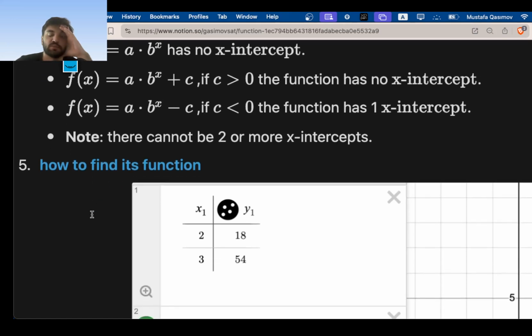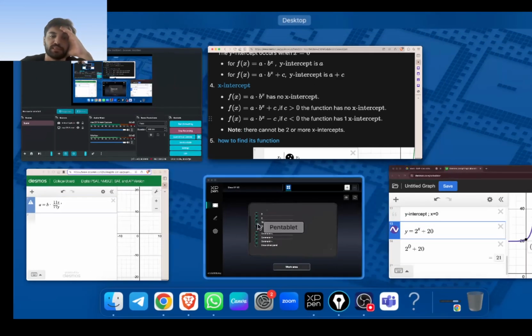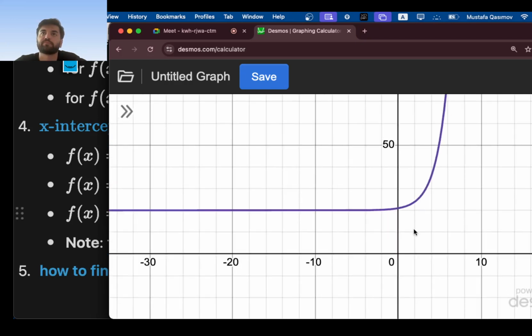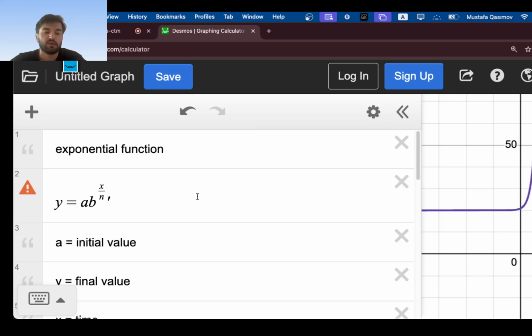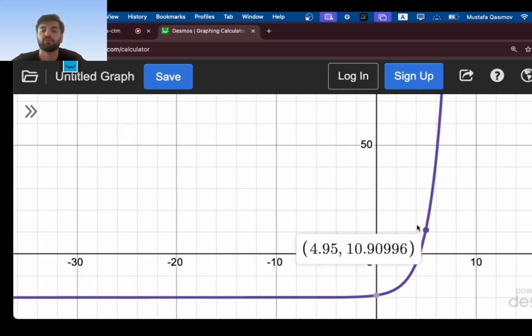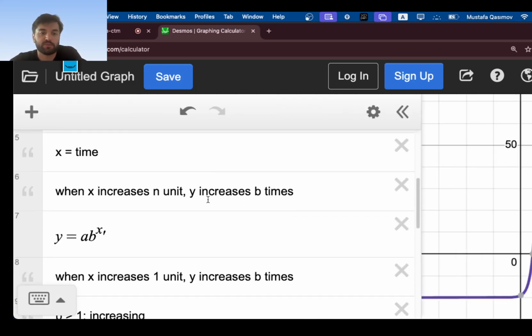Okay, for x-intercept, we can have no x-intercept or one x-intercept. How many x-intercepts do we have here? Teacher, 0? Yeah, 0 x-intercepts. We don't have an x-intercept here. X-intercept means it must intersect with the x-axis. As you see, there isn't one. What about that one? How many x-intercepts do we have? 1, right.